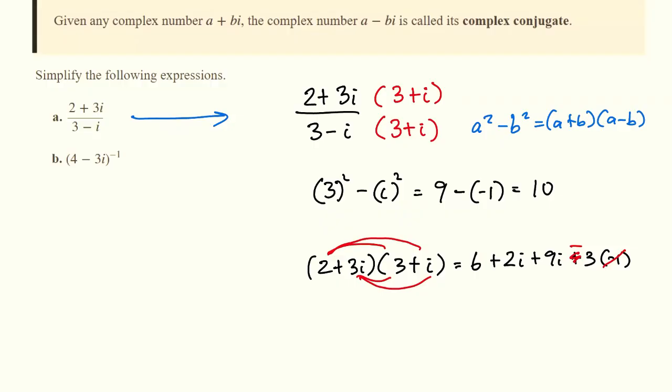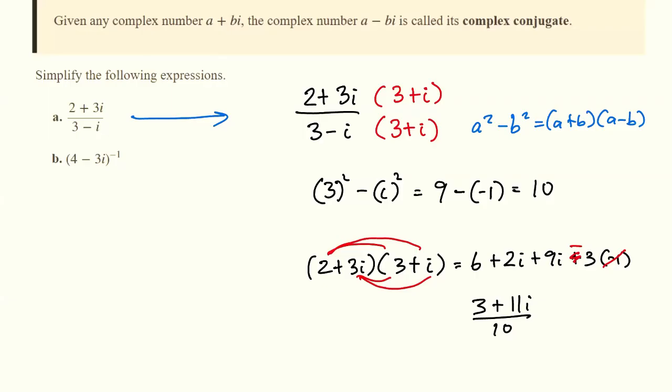Now let's put it together. 6 minus 3 gives me 3. 2 plus 9 gives me 11i, all over 10. That will count as an answer, but I want you to be careful. If on a midterm or even in homework, it says put it in standard form, that's not in standard form. You want it separated.